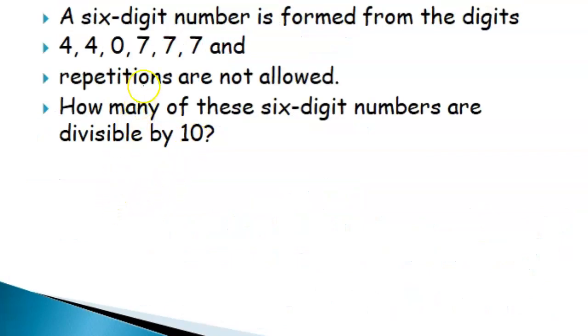Let us look at another example. A 6-digit number is formed from the digits 440, and we have 3 sevens there. Repetitions are not allowed. How many of these 6-digit numbers are divisible by 10? Let's do it a couple of different ways. So for a number to be divisible by 10, it has to end with 0. So 6 digits, so let me put the slots here. So 1, 2, 3, 4, 5, 6. So it has to end with 0.